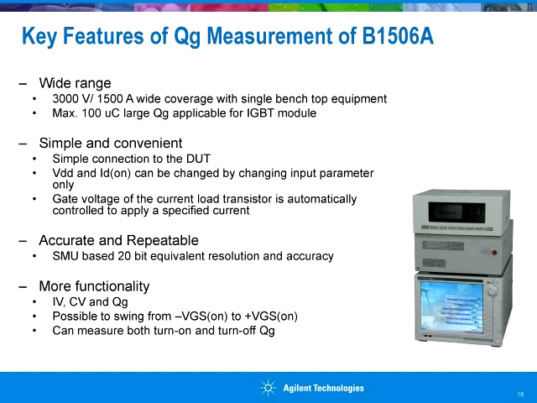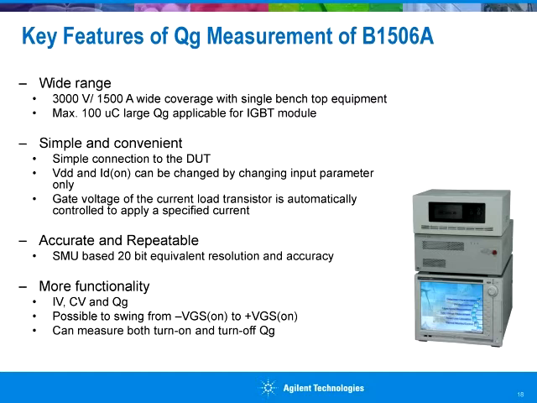And also, usage is very simple. Just put the device into the module socket adapter or connect the device by cable. Then you can measure the QG immediately by just clicking the measurement button. Also, as I explained, the SMU has 20 bits equivalent resolution. And in addition to QG measurement, the B1506A has IB measurement capability and CB measurement capability.